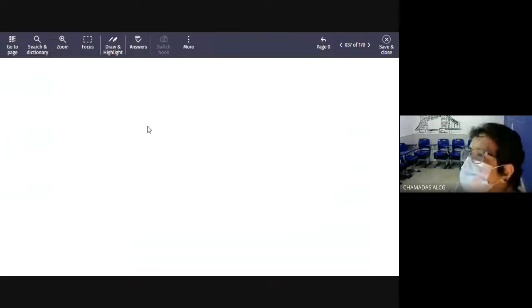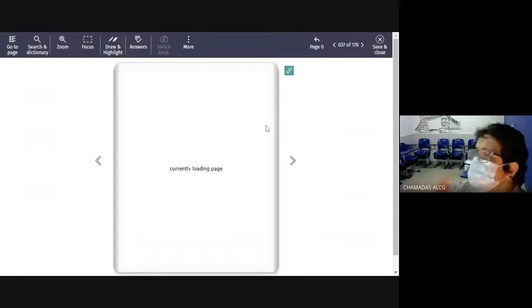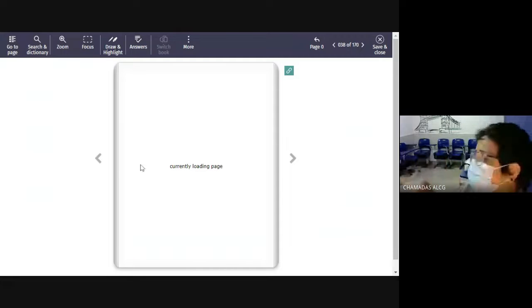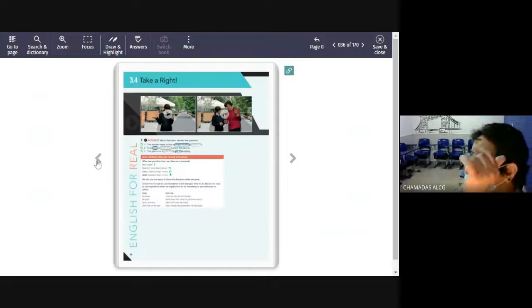Just a second. Okay, guys, we're opening the book again because, as you know, this book has a kind of timer. So if you stay a long time on a specific page, it simply doesn't load the other one. So look. Yeah, it's so strange, isn't it? So let me go back there.